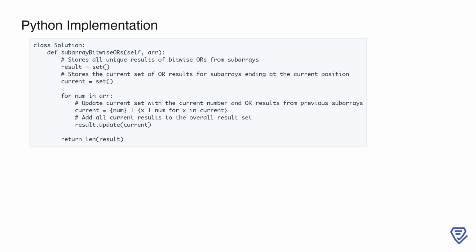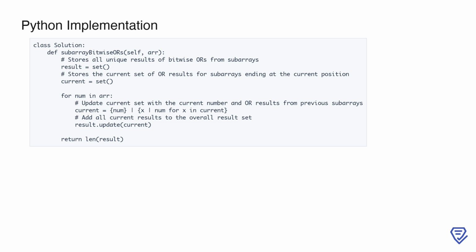This implementation solves LeetCode problem number 898, Bitwise ORs of Subarrays, by efficiently computing the distinct results of bitwise OR operations for all possible subarrays of an input array. The function subarray_bitwise_ORs takes an integer array ARR as input and returns the count of distinct values obtained from bitwise OR operations on all contiguous subarrays. The solution uses two sets. Result: this stores all unique results of bitwise ORs across subarrays. It is updated iteratively. Current: this tracks the bitwise OR results for subarrays ending at the current element in ARR.